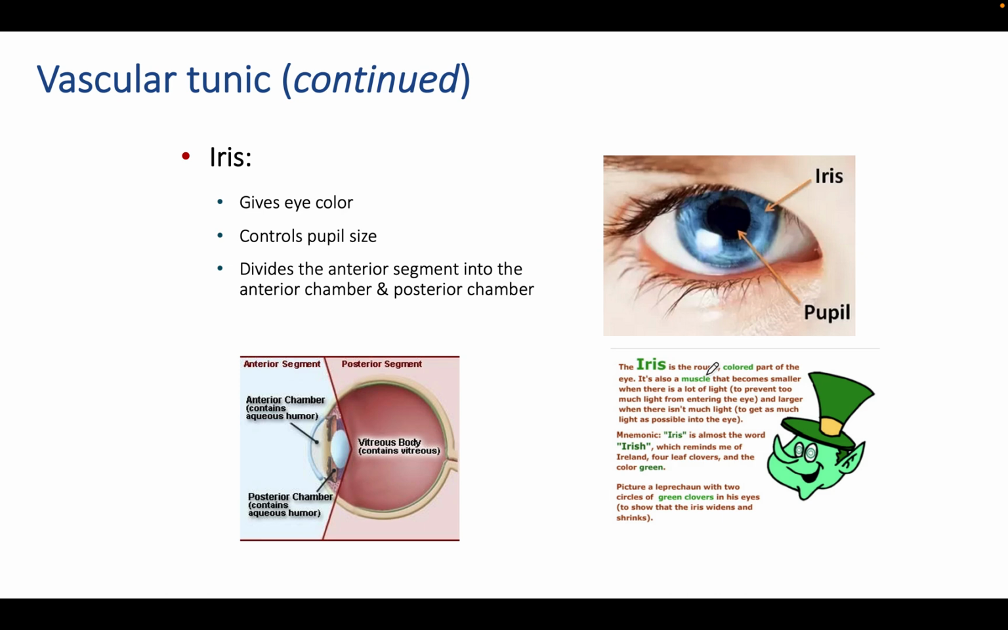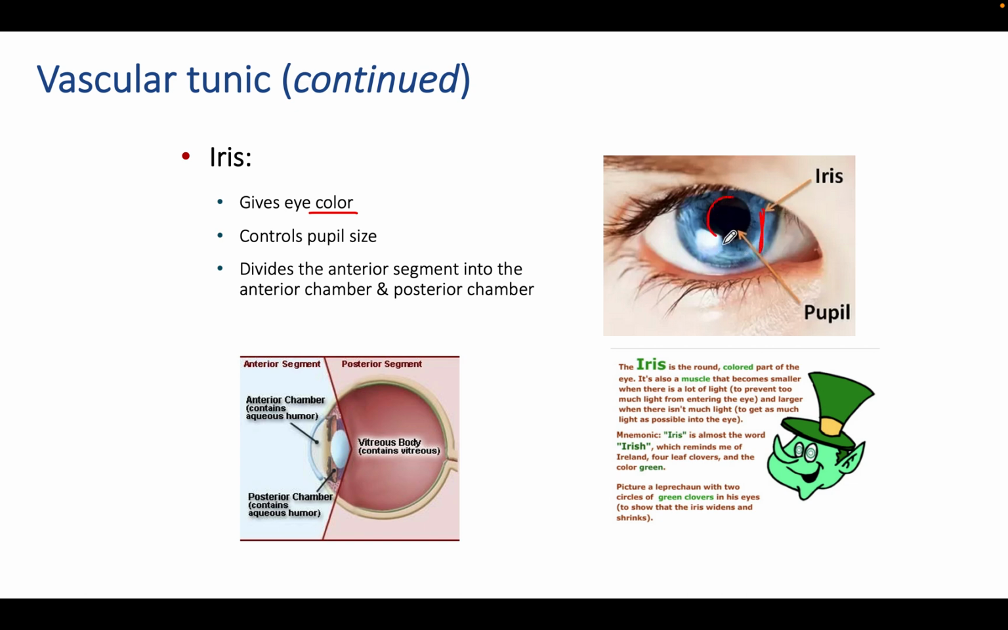All right, if we continue to look at our middle layer, our vascular layer, we have something known as the iris, right? So we've all heard of our iris. This is the colored part of the eye, right? So we have different genes that control the color of our iris, but the main job of our iris is to control the pupil diameter. Okay, so we know we have our iris out here all in blue.